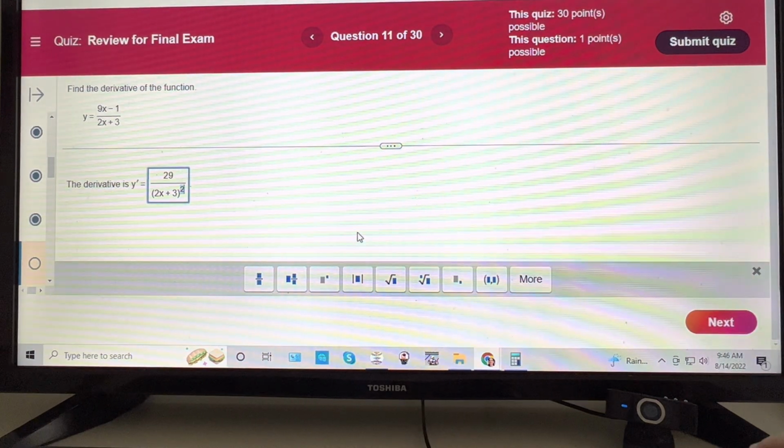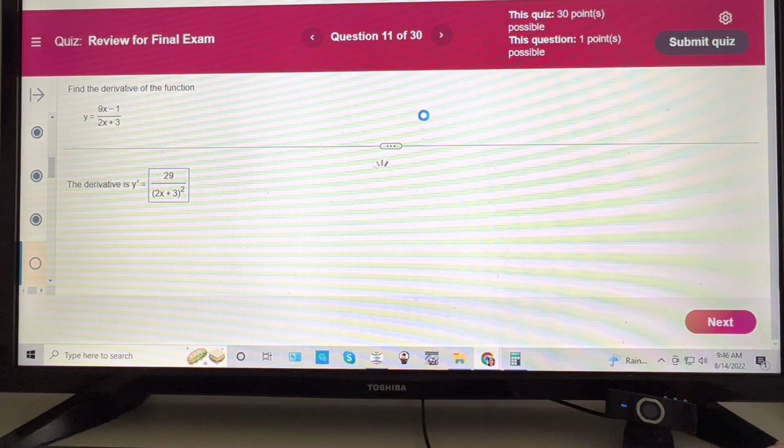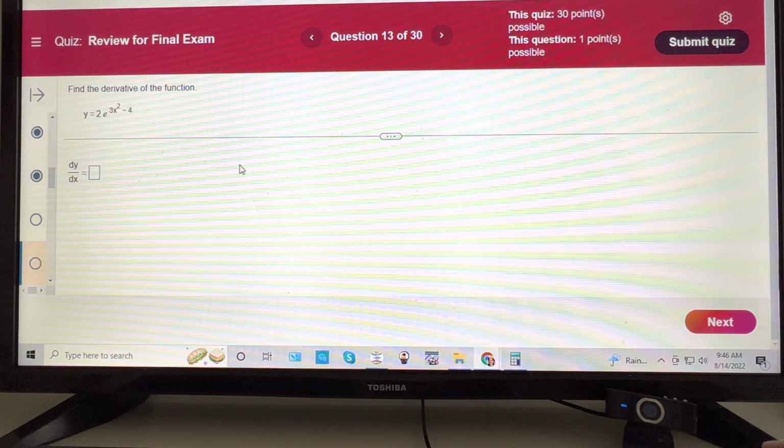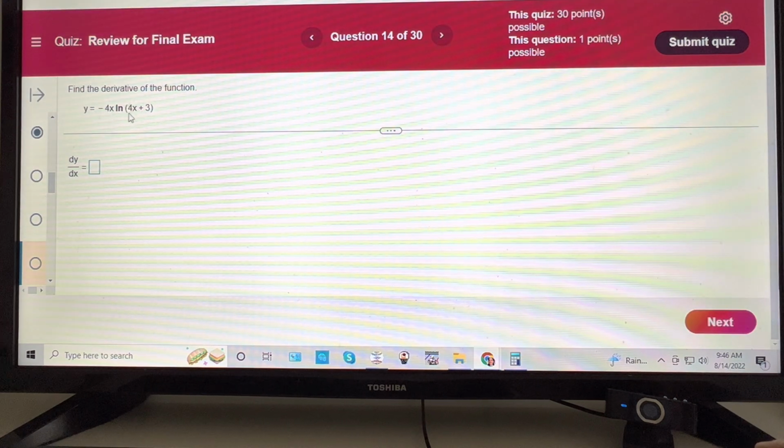So 29 over 2x plus 3 squared. Usually the denominator squared just ends up all the way to the answer, 95% of the time in quotient rules. Okay, now this one is not a power rule. There is one coming up that is right here. Because there's a negative 4x times the natural log of 4x plus 3.